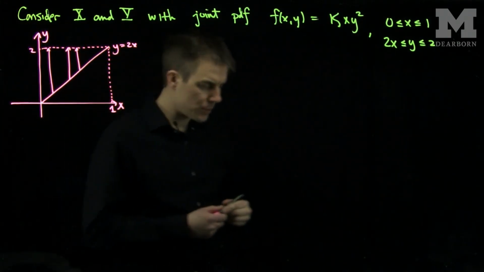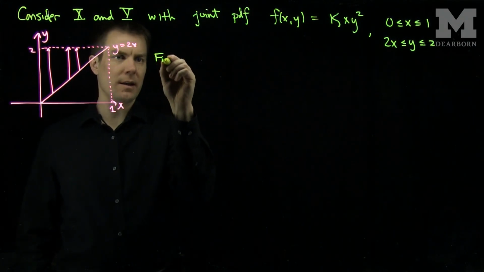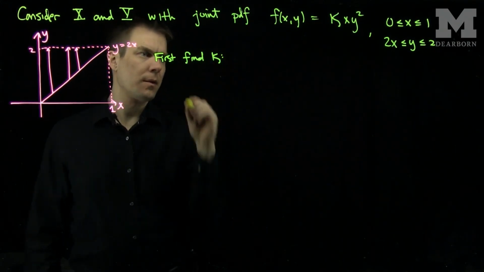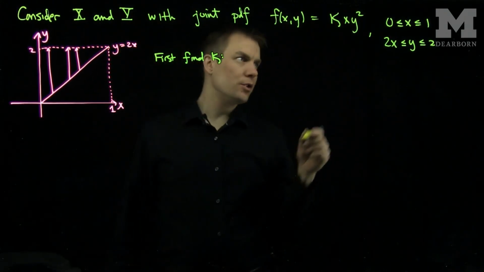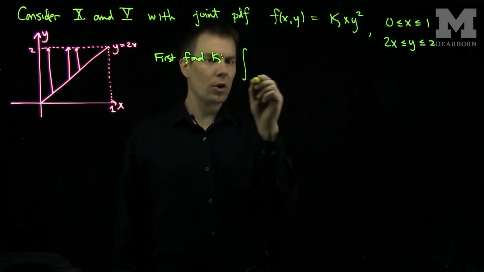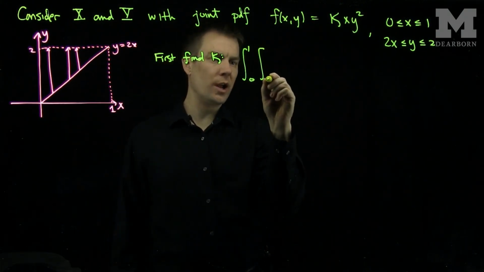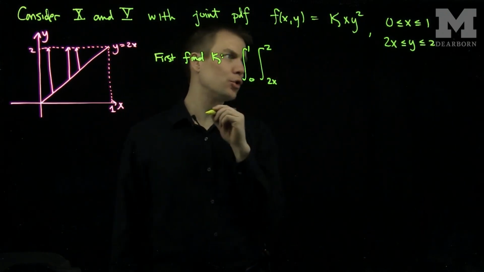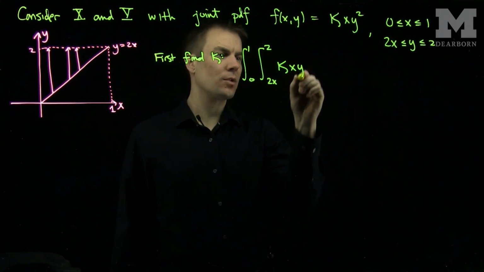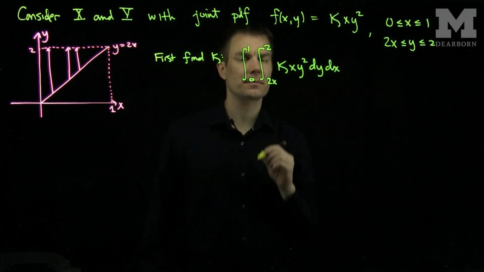So the first thing we need to do is find k. To find k, I will integrate over this region and find the value. So x will go between 0 and 1 in this region, y will go between 2x and 2, and then I will have k times x y squared dy dx.